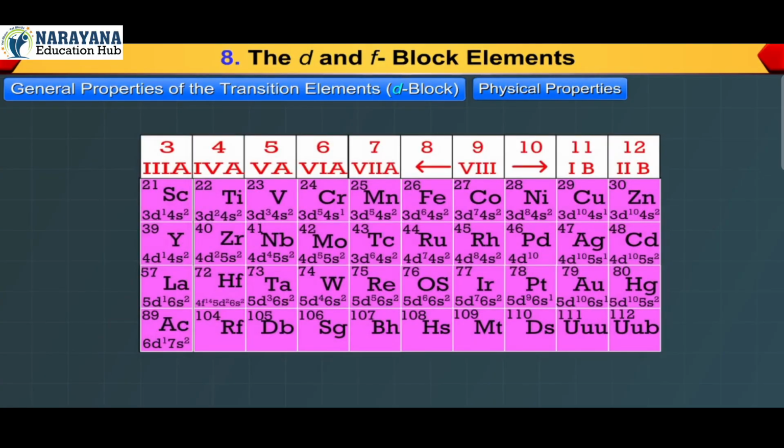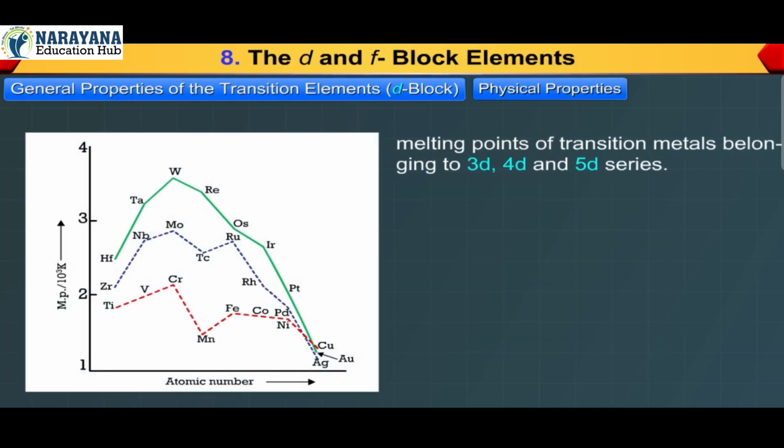The transition metals, that is, with the exception of zinc, cadmium, and mercury, are very hard and have low volatility. Their melting and boiling points are high. The figure depicts the melting points of transition metals belonging to the 3d, 4d, and 5d series.